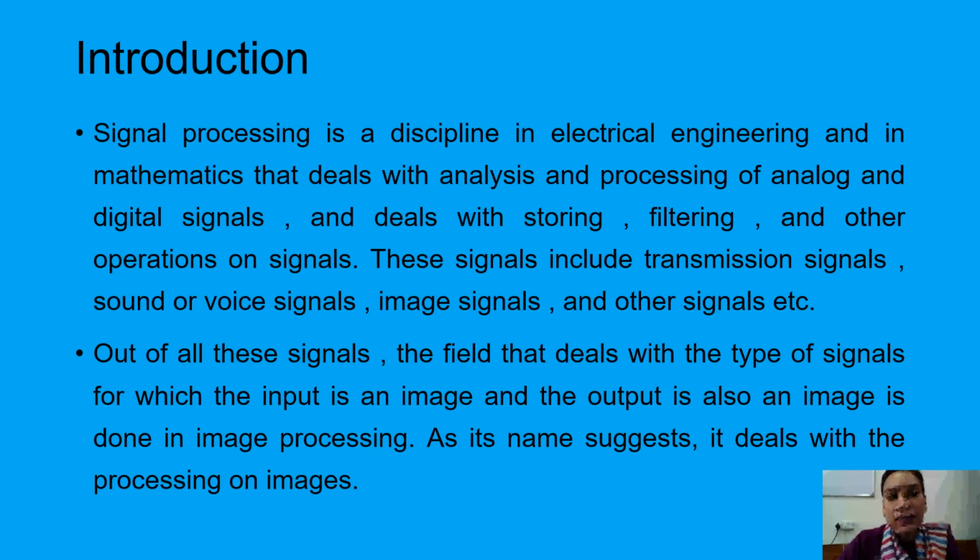Signal processing is a discipline in electrical engineering and in mathematics that deals with analysis and processing of analog and digital signals, and deals with sorting, filtering and other operations on signals. These signals include transmission signals, sound or voice signals, image signals and many other signals. Out of all these signals, the field that deals with signals for which the input is an image and the output is also an image is image processing. As its name suggests, it deals with the processing of images.